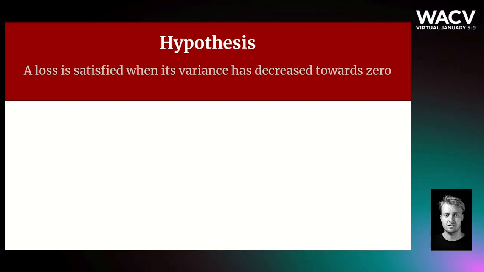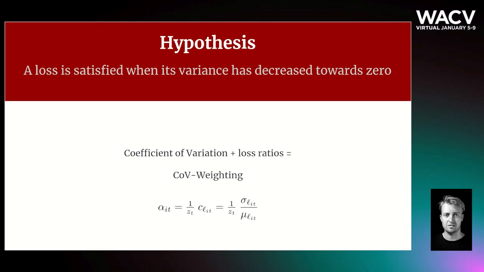We hypothesize that a loss term has been satisfied when its variance has decreased towards zero. In other words, this hypothesis says that a loss with a constant value should not be optimized for any further. However, since different losses have different magnitudes, we need a relative measure to compare the variances between them. We use the coefficient of variation as a dimensionless estimate of the variance with respect to the mean of the loss. The coefficient of variation can only be used on a ratio scale.